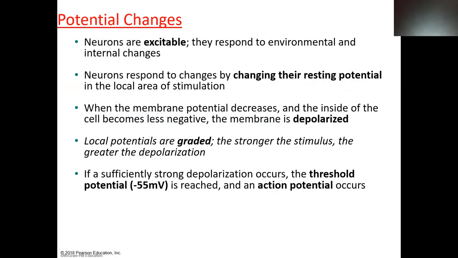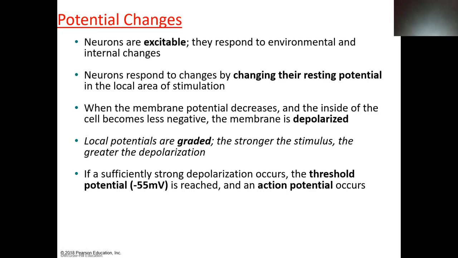So whenever we bring in a lot of positive ions into that negative environment, then we're going to change that negativity into a more positive state. When we do that, what we're saying is this is depolarization, a very important word, okay? Depolarization means that the inside of our cell is now becoming more positive. It's no longer at negative 70.